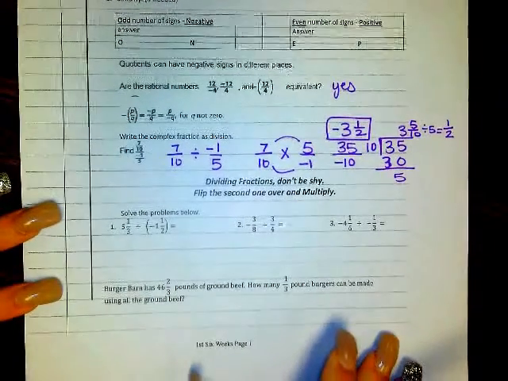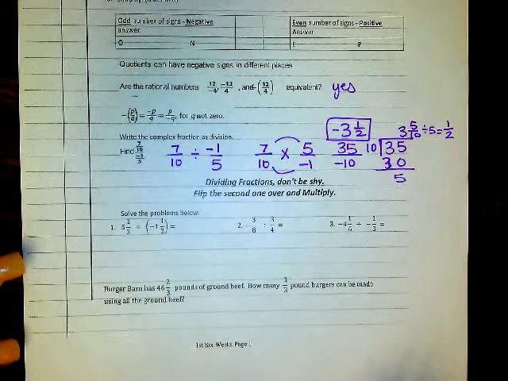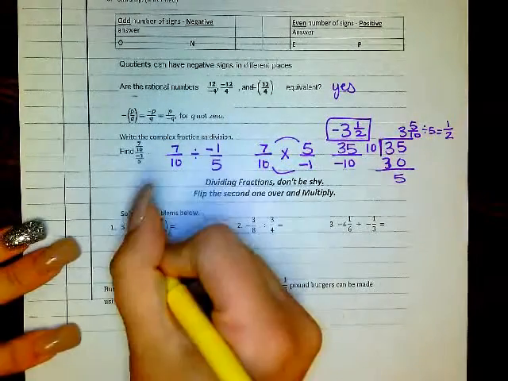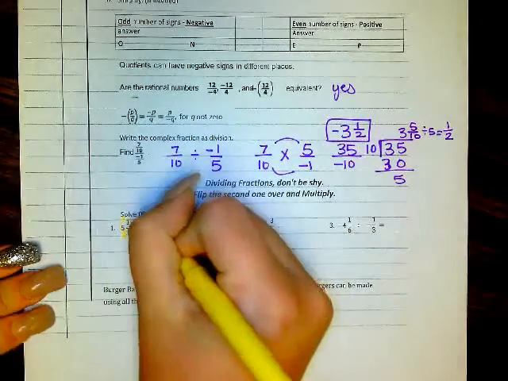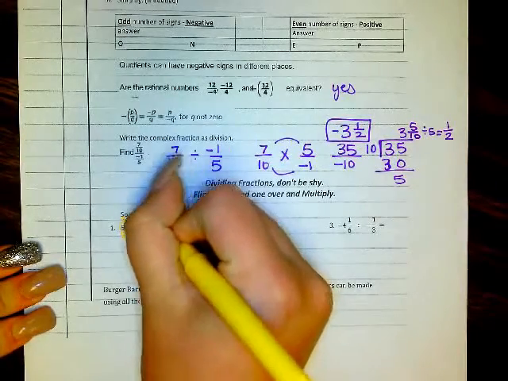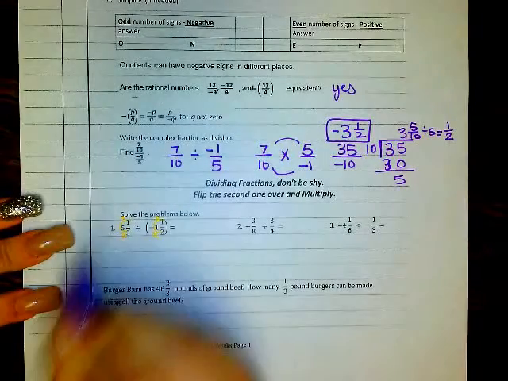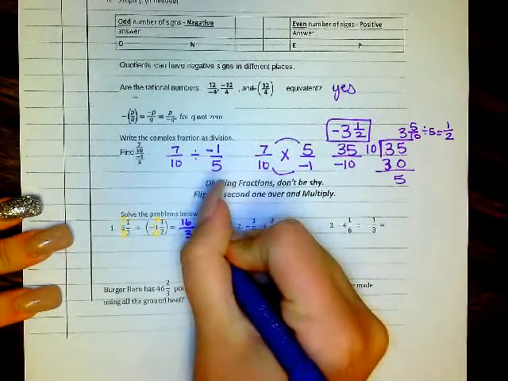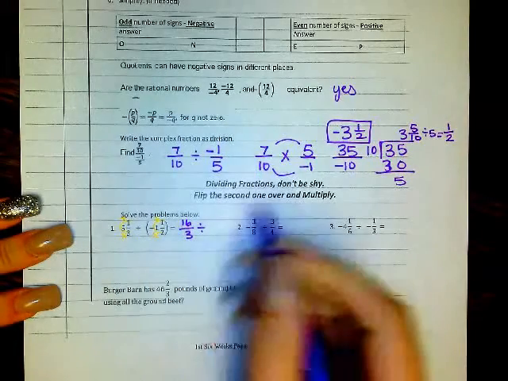Okay? So now we're going to solve the problems below. First, we need to change any mixed numbers to improper fractions. Remember, you're going to use that strategy MAD. Okay? So I'm going to MAD these. Multiply and then add and keep the denominator. So 3 times 5 is 15, plus 1 is 16. Keep the denominator. And then I have it divided by 2 times 1 is 2, plus 1 is 3.